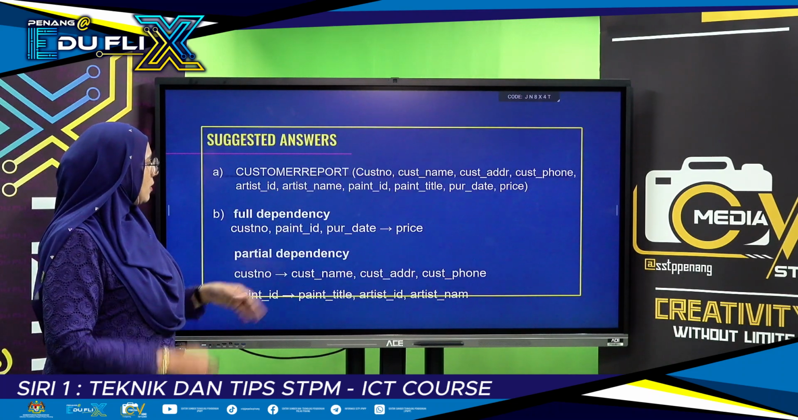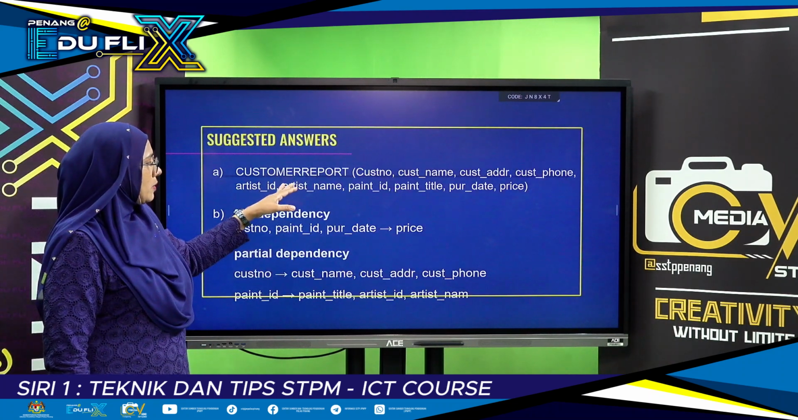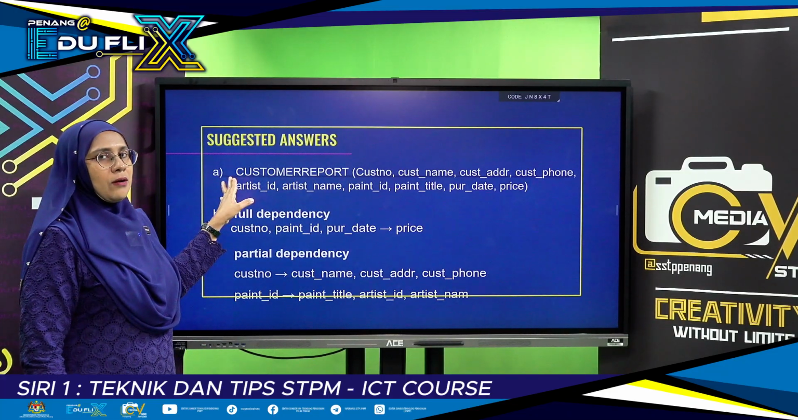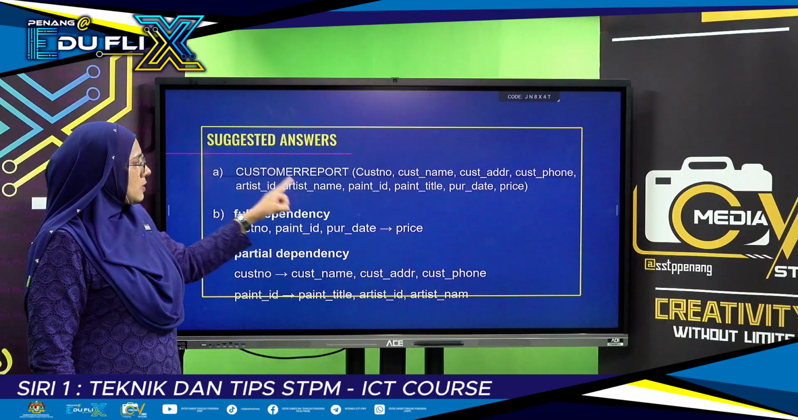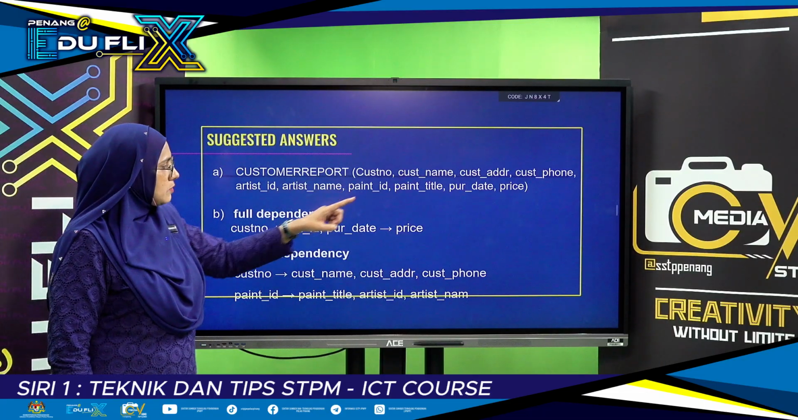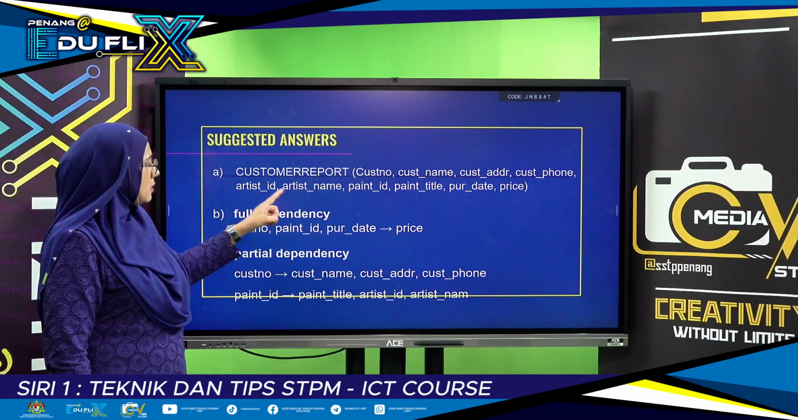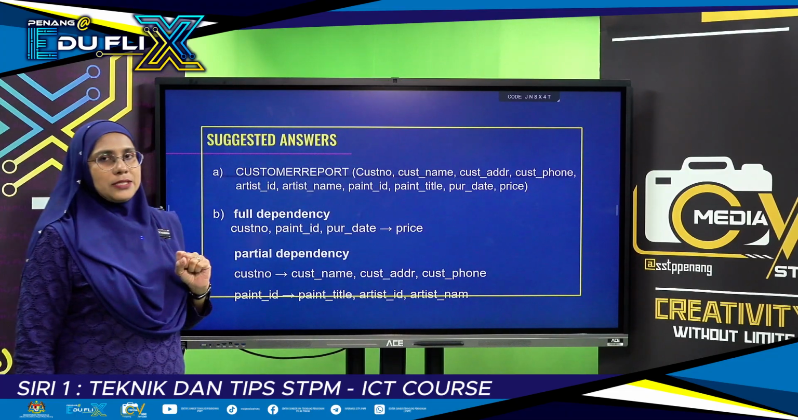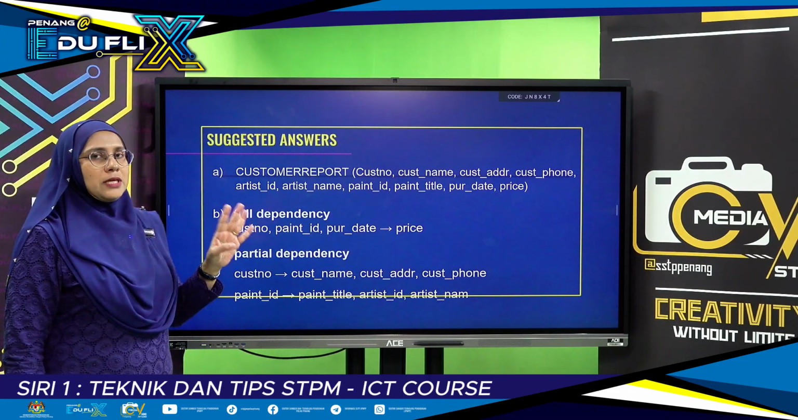Okay, the schema, customer report. You have to put all the data, all the entity given. Customer number, customer name, address, phone number, artist ID, artist name, paint ID, paint title, purchase date, and price. Okay, that's why marks given only 2.